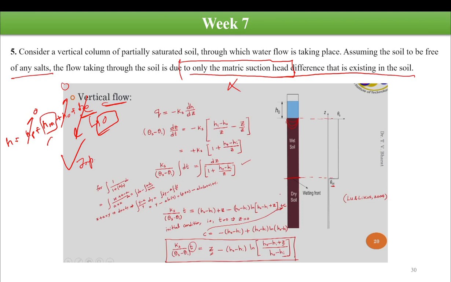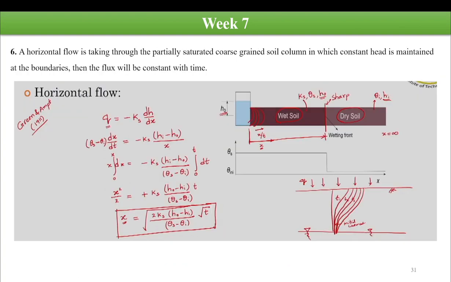So here also in this expression, Lambda equals 4, you will see from the book, Lambda equals 4, you can see that this depends on the elevation head as well as the matrix suction head, right? This is the question for the vertical flow.